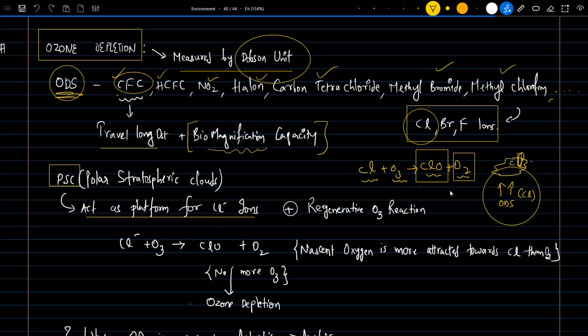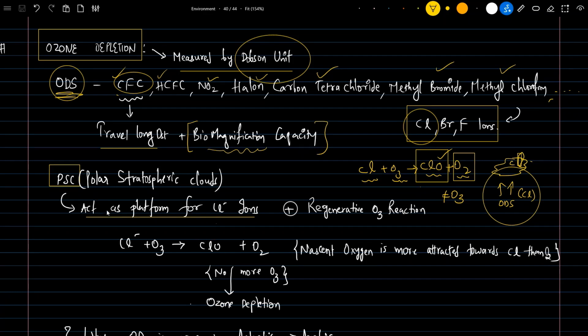Here there is no O3 present. So we can say there is a depletion of O3, as one oxygen atom, a free radical oxygen, is getting attached to the chlorine. So there is no O3 present.